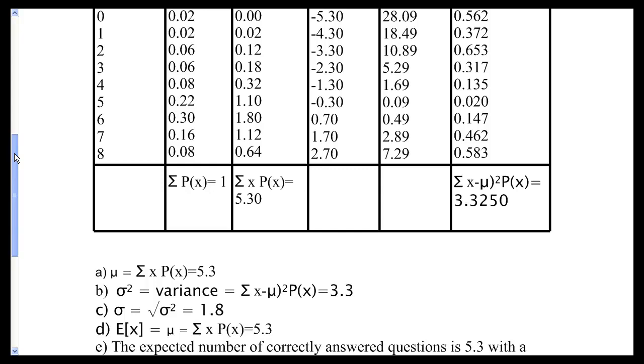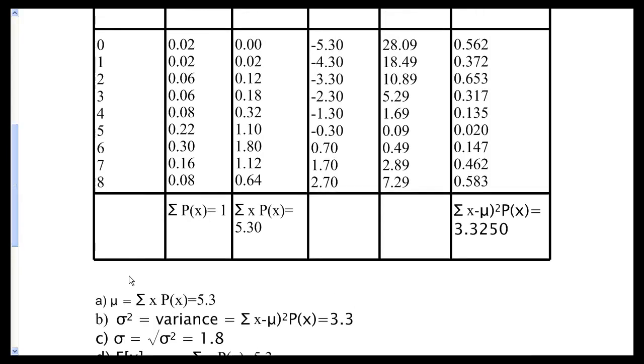Now, what I want to look at next is I want to talk to you about the variance and the standard deviation. Now, question A says, what is the mean? And remember, this column gives you the mean. The second question said, what is the variance? And this is the variance. I've just rounded off to one number behind the decimal.